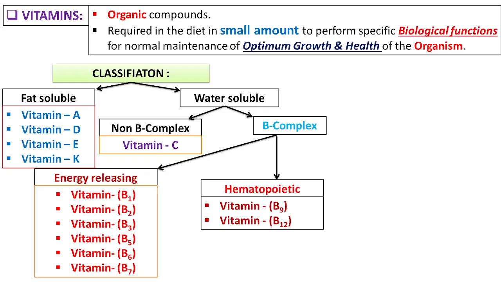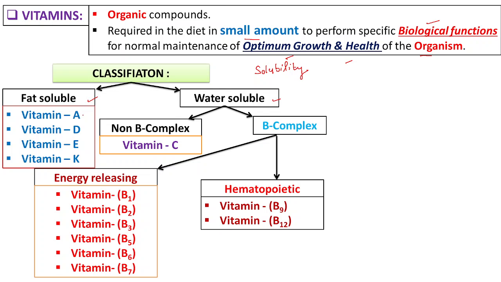So the vitamins. These are organic compounds required in small amounts in our diet. For why? They perform specific biological functions which are required for the maintenance of optimum growth and health of an organism, right? Coming to its classification, depending upon solubility, we can classify them as fat soluble and water soluble.